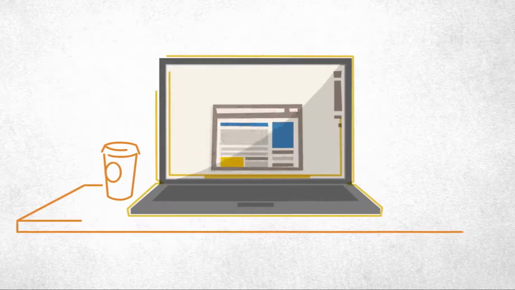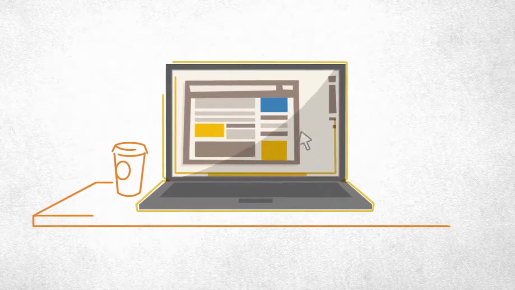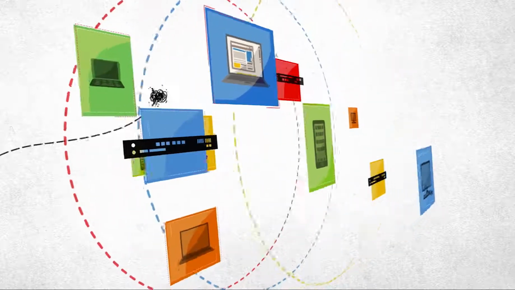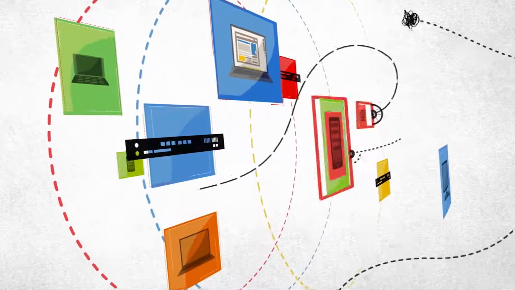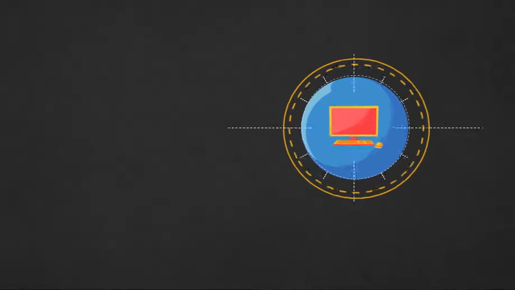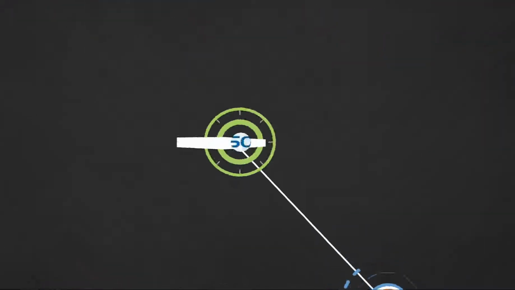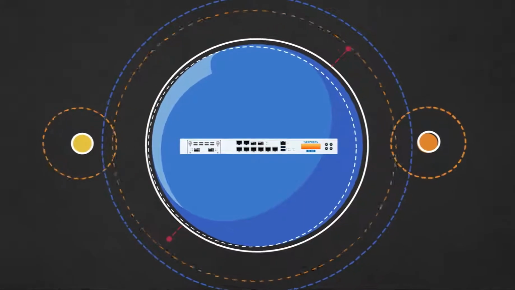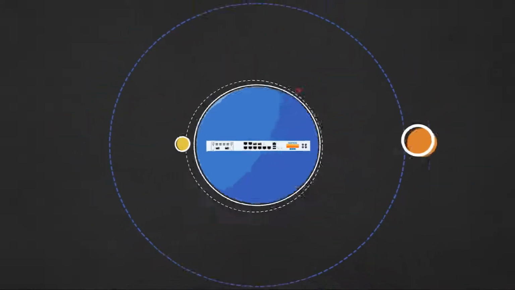Network security must constantly evolve. Today's advanced threats will be defeated not by merely adding more layers of security, but by enabling various layers of security to communicate and coordinate. Enter the Sophos XG Firewall, a revolution in firewall design.